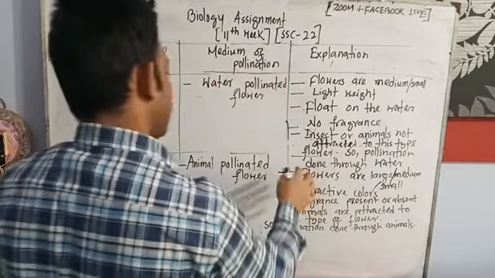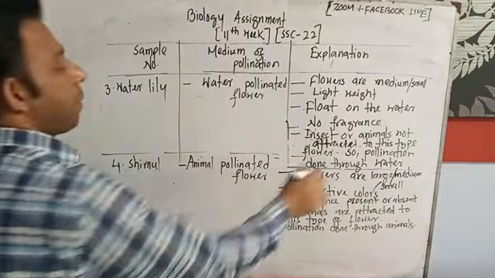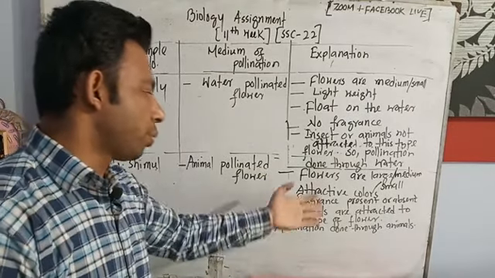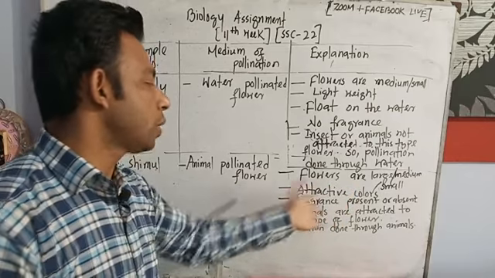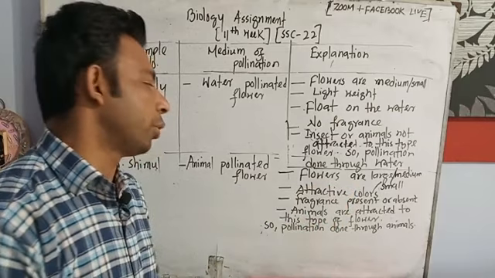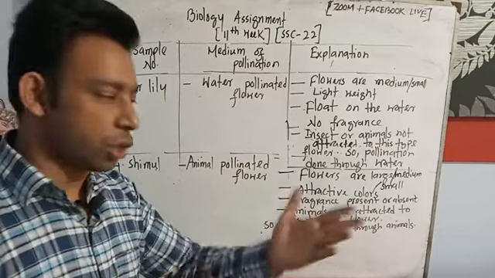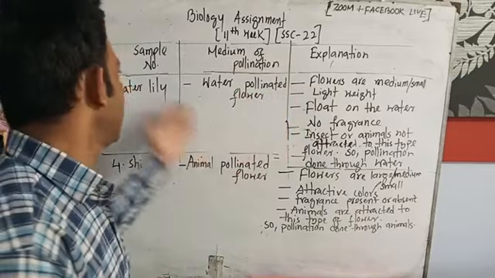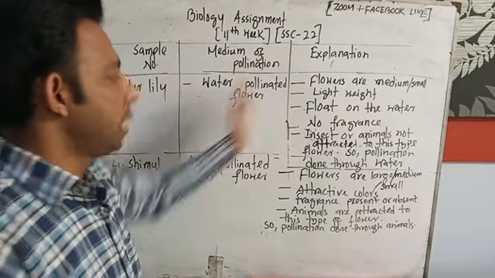Oh, sorry, maybe I skipped another line on them. Yes, this way you can make sure of the separation of each and every box. So flowers are large and medium or small, attractive colors are in there, fragrance may be present or absent, animals are attracted to this type of flower, so pollination is done through animals. So this way, this is the first step, first box, sample number, tick sign and cross sign. Then second one, sample number, name, then medium of pollination, and their explanation.